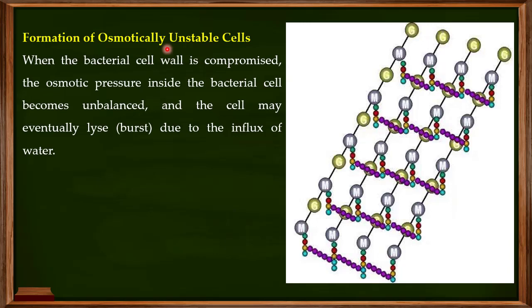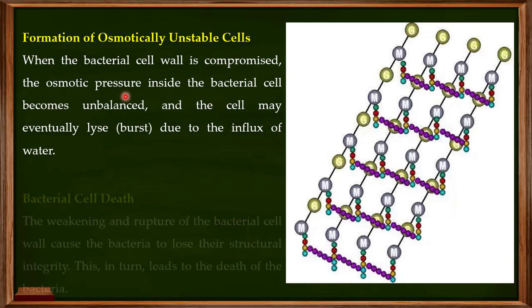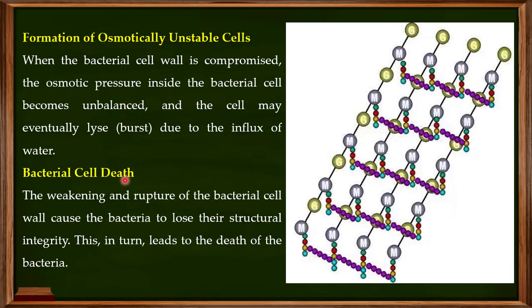In the osmotically unstable cell, the osmotic pressure inside the bacterial cell becomes unbalanced, and the cell may eventually burst due to the influx of water. When a lot of water enters the bacterial cell, it is going to burst. That leads to the death of the bacterial cell because of the weakening and rupture of the cell wall, as it has lost its structural stability because of the breaking down of these amino acids by elastase. That leads to the death of the bacteria.